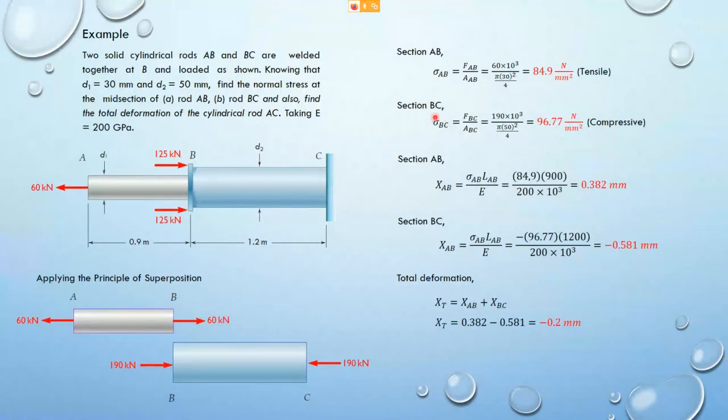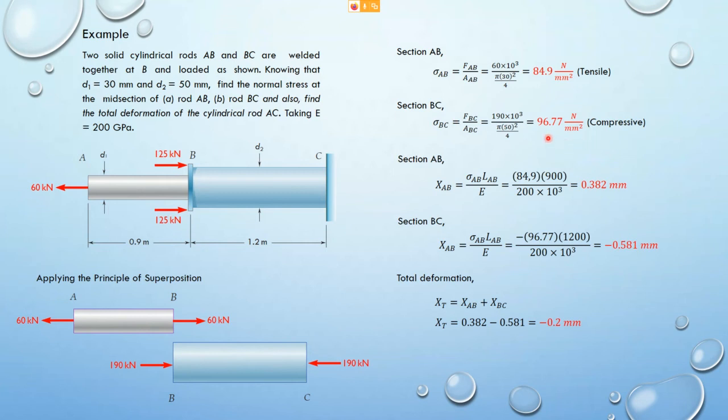Then when you refer to section BC, finding out the stress of section BC, it is the same thing. So the force of section BC, or part 2, you have 190, but then you have to take note that it is compressive. This part is tensile, so this is compressive. So for the 190 kilonewton, you can put a negative sign beside the 190, okay?